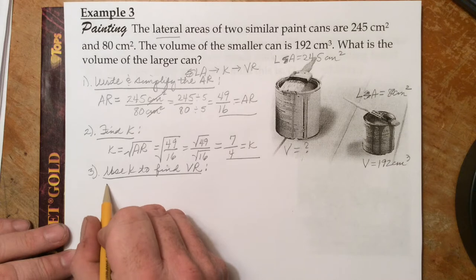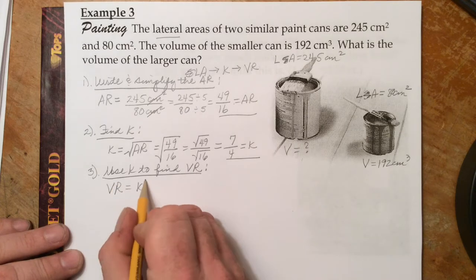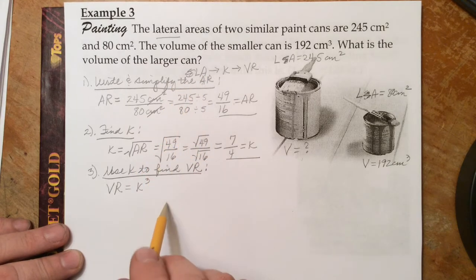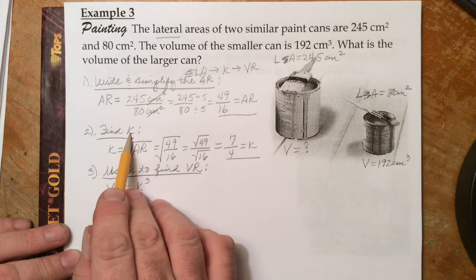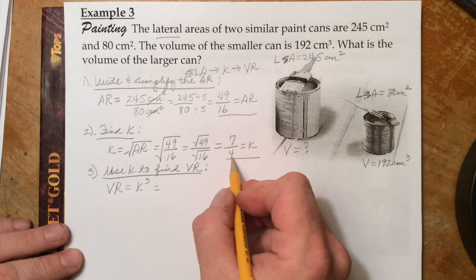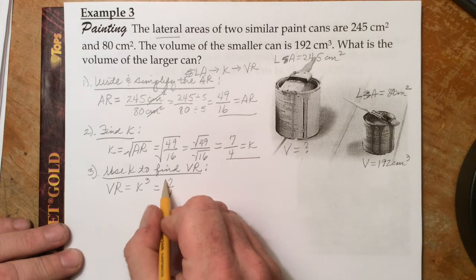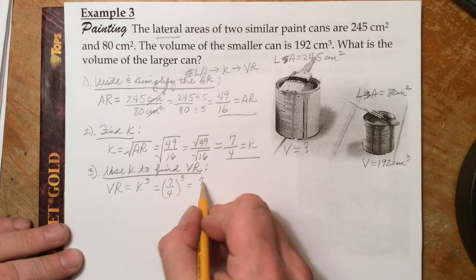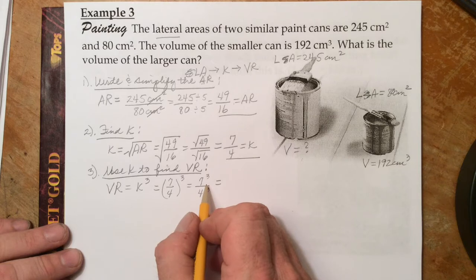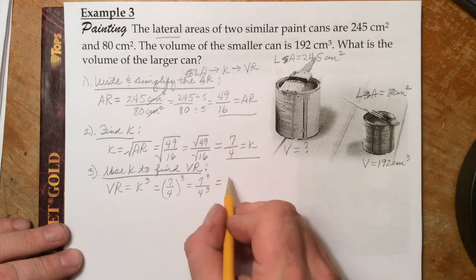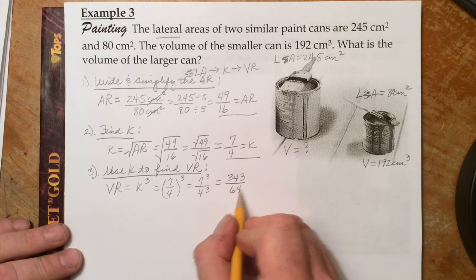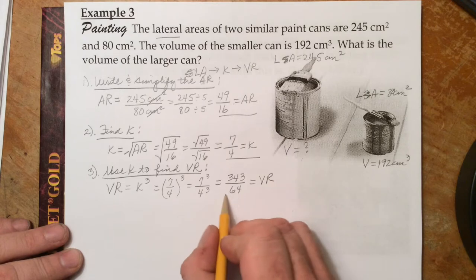Finding the volume ratio means we have to take K and cube it. And you may ask, why don't we just go from area ratio to volume ratio? Because we can't. We have to go through K to do this. So the volume ratio is K cubed, and since K, the scale factor, is 7 to 4, we cube it, which means we cube the numerator and the denominator. 7 cubed, or 7 times itself 3 times, gives us 343. 4 cubed gives us 64. So this is our VR, or volume ratio.